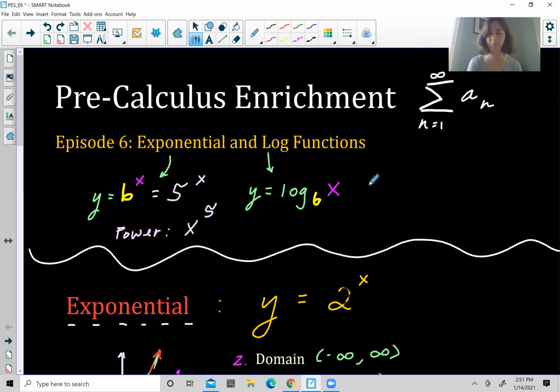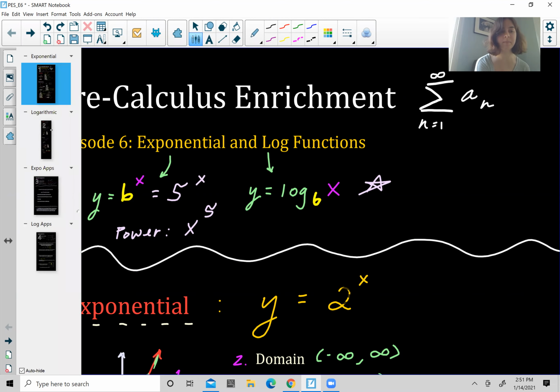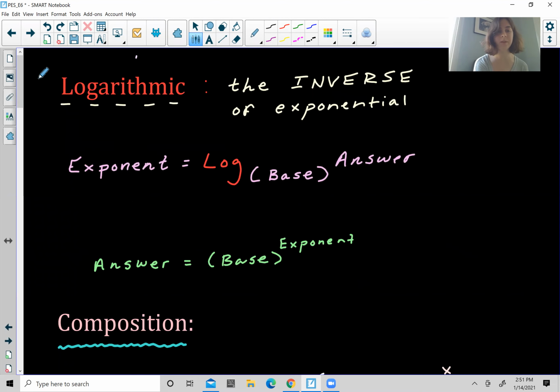This next part will be about logarithms, and here's the form on the right over here. We have a logarithm with some base. It's usually 10, but it can be something like 2, 5, whatever. And then we have a variable, which would be x. So what even is a logarithm? It's basically defined as being the inverse of an exponential function.